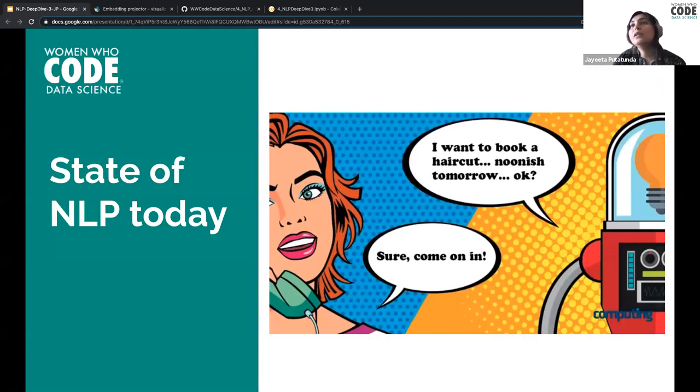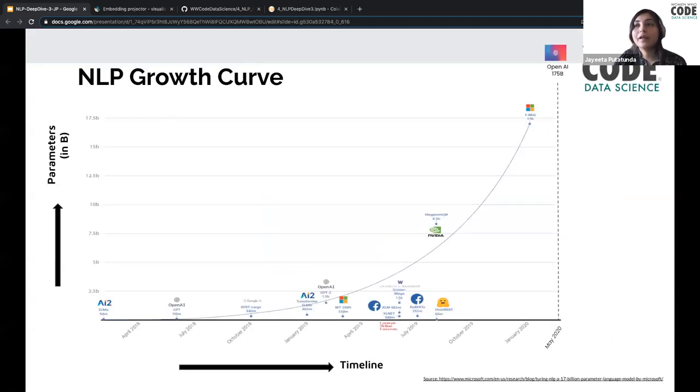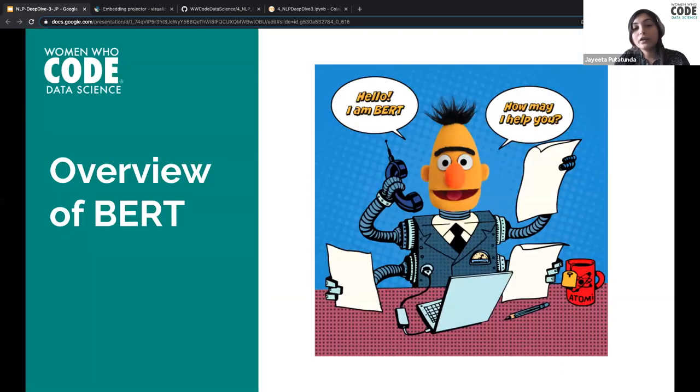Great. So we'll quickly take a look at the state of NLP today. If you see this chart, it explains how rapid the growth has been in the last 2 years. Just as recently as in May, OpenAI released GPT-3, which has 175 billion parameters. So the growth of NLP has been phenomenal, and one of the factors that drove this boom is BERT. I'm not going to go too deep into BERT, but I wanted to put this idea out for all of you to know that that's where we are going next.